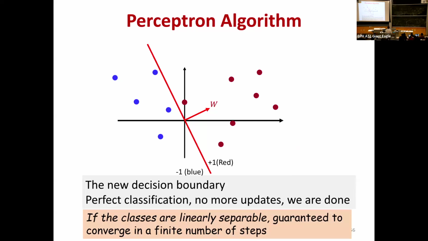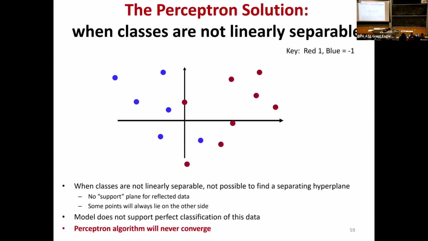So if the classes are linearly separable, it's guaranteed to converge in a finite number of steps. There's a very nice little proof. We'll have the proof up as extra reading on the website if you're interested. But here's the situation. If the classes are not linearly separable, for example, if I have a red dot on the blue side or a blue dot on the red side, will this ever converge? Yes or no? Why not? There's always going to be an instance that's misclassified. You're going to be chasing that tail all the time. So this will not converge. The perceptron algorithm will not converge.